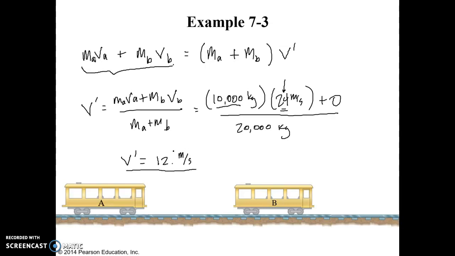And you could have possibly guessed that just by looking at the situation, knowing that they're both of equal mass, and the initial velocity of A was 24 meters per second. When the mass doubles, the velocity has to be cut in half in order to keep the momentum conserved. So this is a pretty straightforward example, but it does illustrate the conservation of momentum.